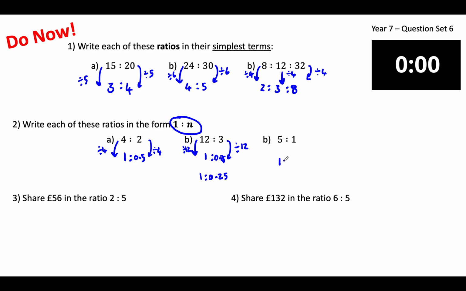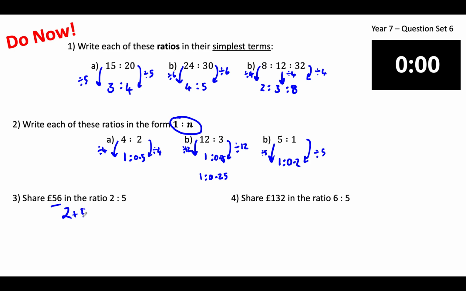And this time, again, we want it in the format of 1 to something. So I'll divide by itself, divide by 5. 5 divided by 5 is 1. And then do that to the other side of the ratio as well. 1 divided by 5, you'll find that it's a fifth, which is 0.2. So 1 to 0.2.